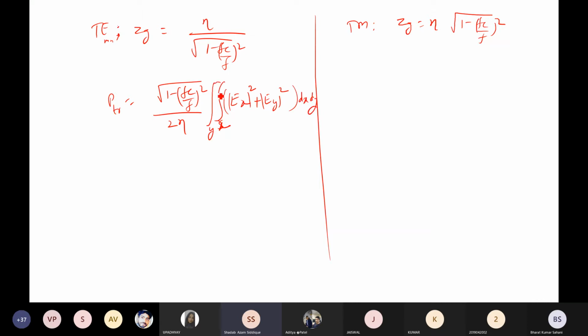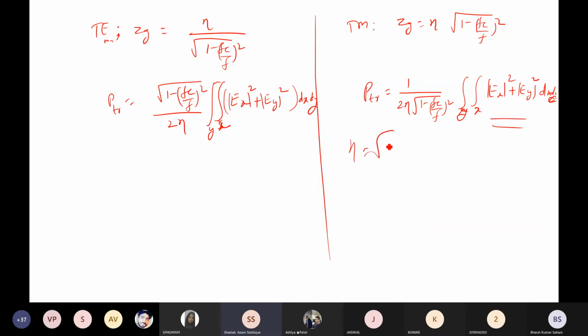So you can write here electric field component in x direction as well as y direction. And similarly, if you want to write PT for TM, this can be written as 1 by 2 eta times square root of 1 minus fc by f whole square, integral of EX square plus EY square, dx dy. So that's how it is written.